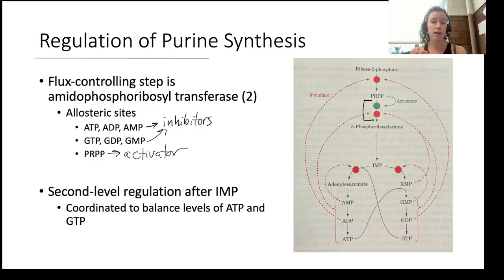So both the feedback inhibition as well as kind of using these metabolites in the synthesis of these pathways is important to help balance the overall levels of AMP and GMP made, but also balancing them to each other. We should have about the same amount of AMP and GMP compared to each other.